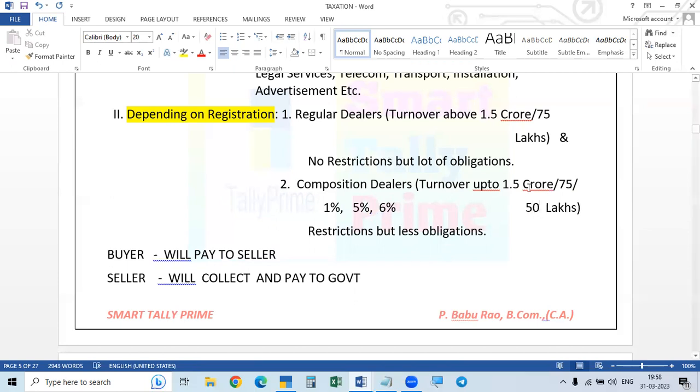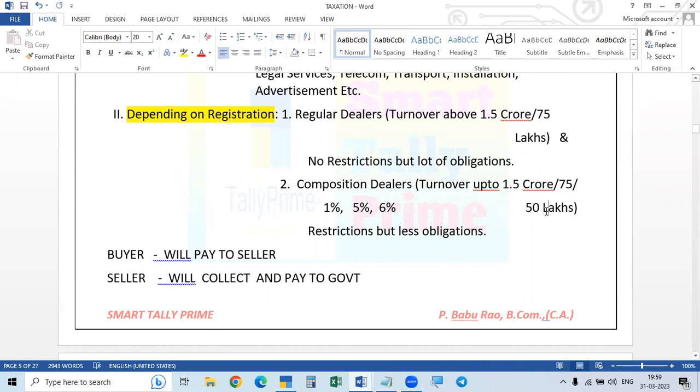So, for ordinary traders or manufacturers, it is 1.5 crore, and in the case of special category states, it is 75 lakhs. But in the case of service providers, anywhere in India, it is only 50 lakhs. So this is the thing about this one.